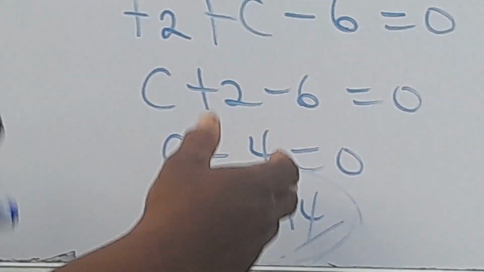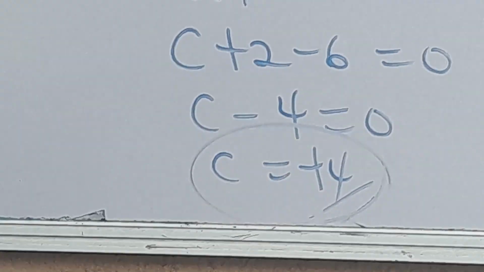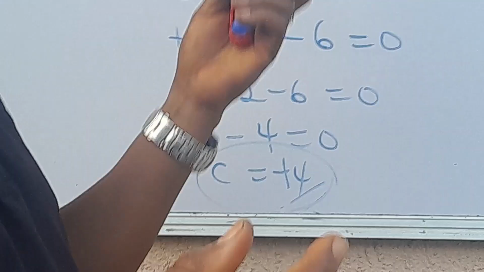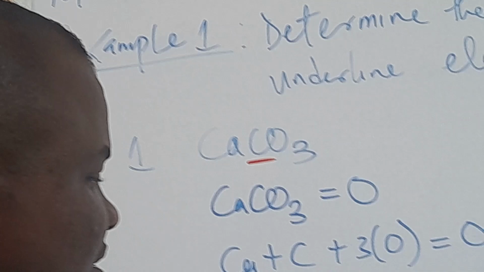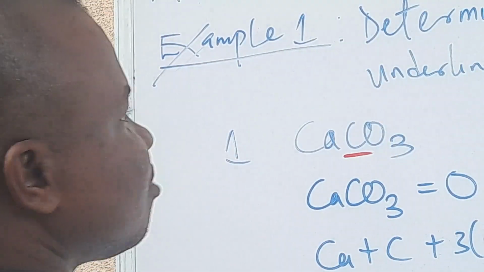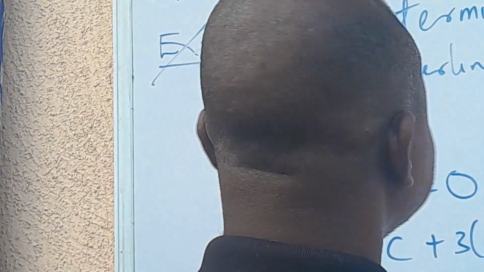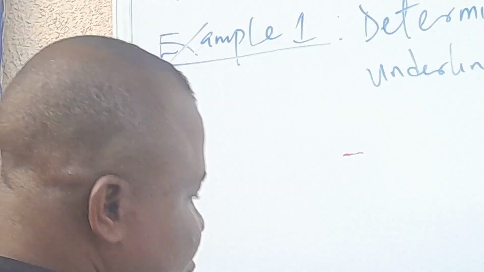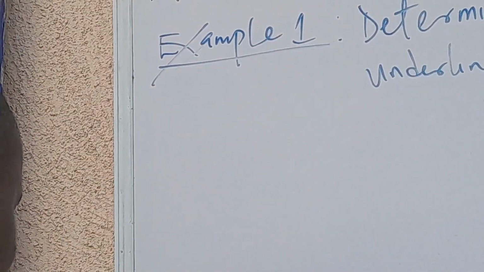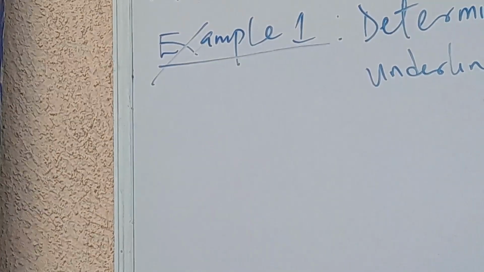It's plus 4. It's another topic because we can use this to determine the IUPAC nomenclature of CaCO3. If you want me to do a video on IUPAC nomenclature, you can tell me that in the comment section below. Thank you. Let's go to example number 2. Quickly, as no time. Look at example number 2.